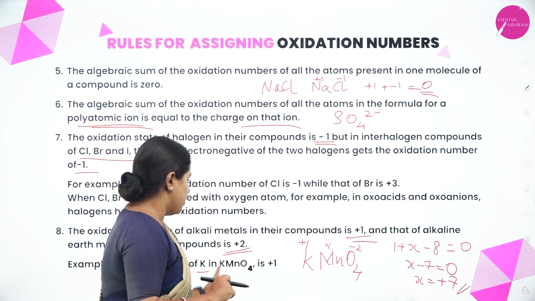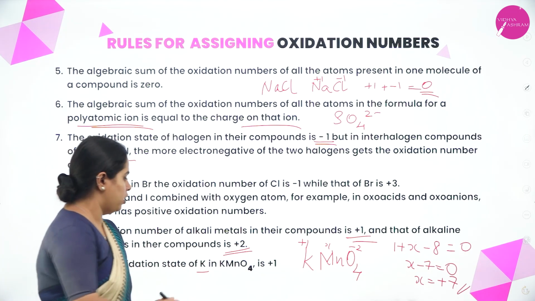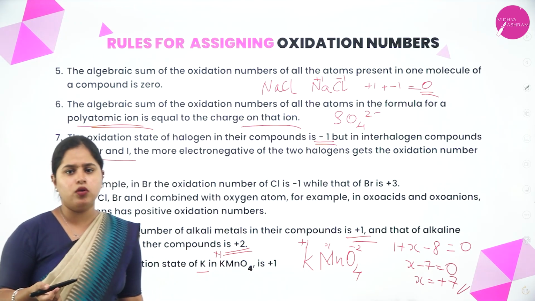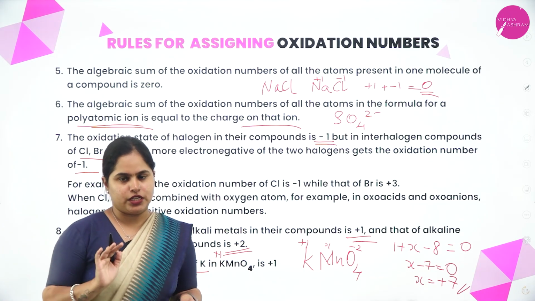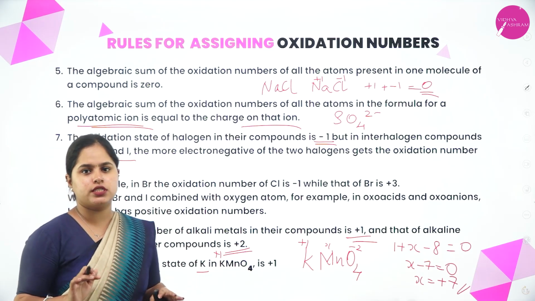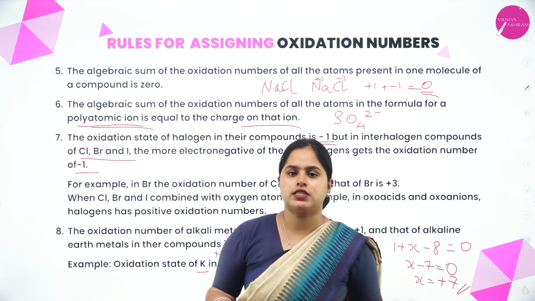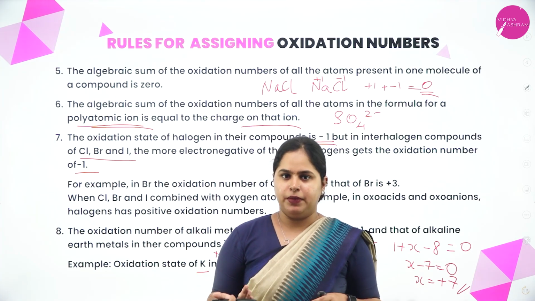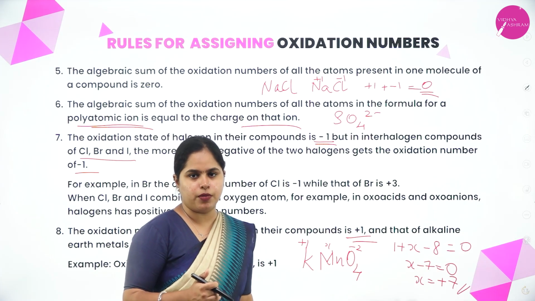So we were discussing that potassium, as it is an alkali metal, always in a compound, the oxidation state of alkali metals will be always equal to +1. So these are the rules that you have to be very clear about. Then only you can calculate the oxidation number of other metals or elements. So in this case, we just calculate the oxidation number of manganese.